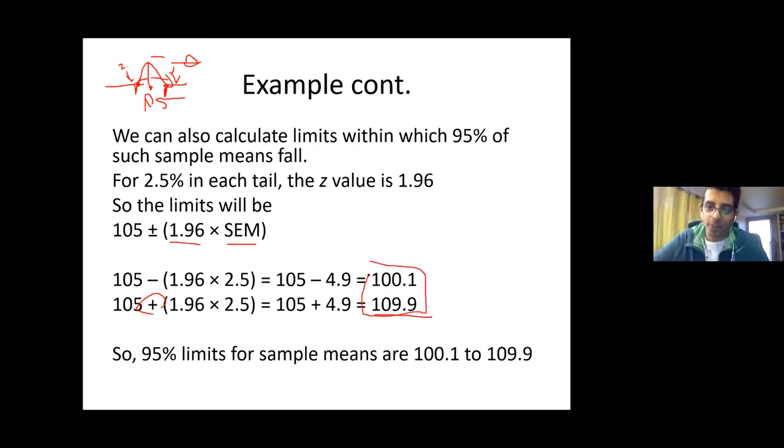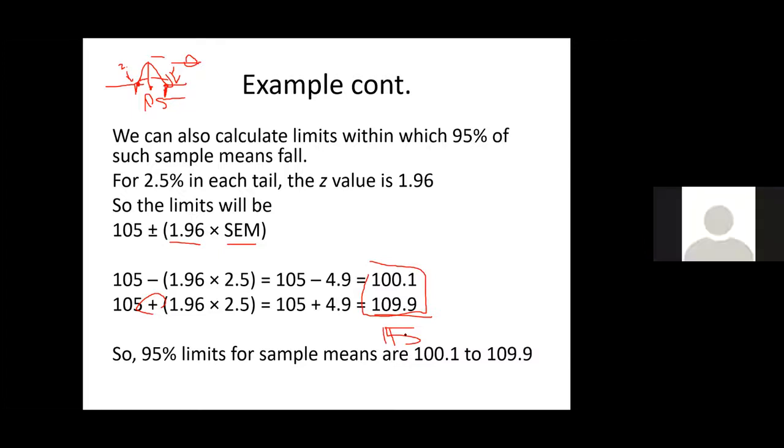Here's why you should care about this. Now you don't need to think anymore. You don't need to do z anymore. You don't need to do anything anymore. If I tell you I got a new sample and their mean is 115, and I ask you, is this statistically significant? You would instantly tell me, yes, it is.